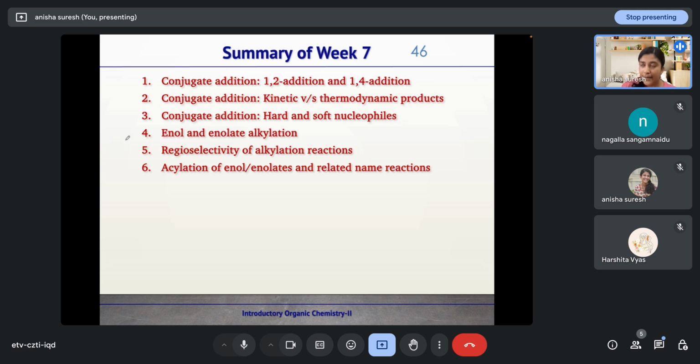Now coming to the summary of week 7. In week 7, the conjugate addition reactions, that is 1,2 addition and 1,4 addition reactions, were discussed, and how the kinetic and thermodynamic products are formed in conjugate addition were discussed, and the difference between hard and soft nucleophiles. Then we discussed enol and enolate alkylation reactions and the regioselectivity of that alkylation. Finally, acylation of enols or enolates and the related name reactions were discussed.